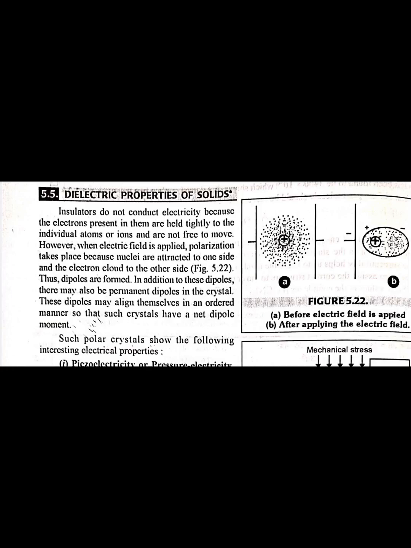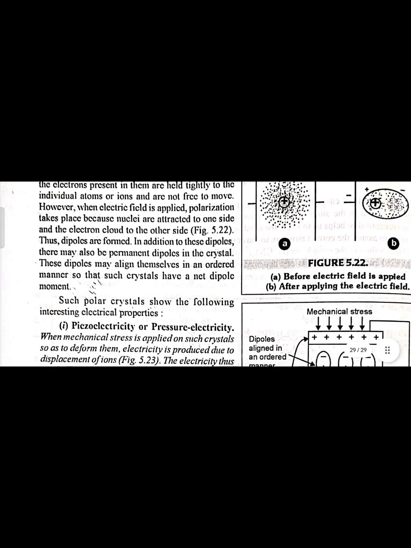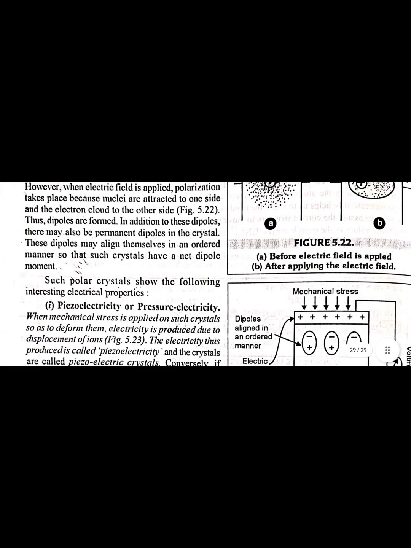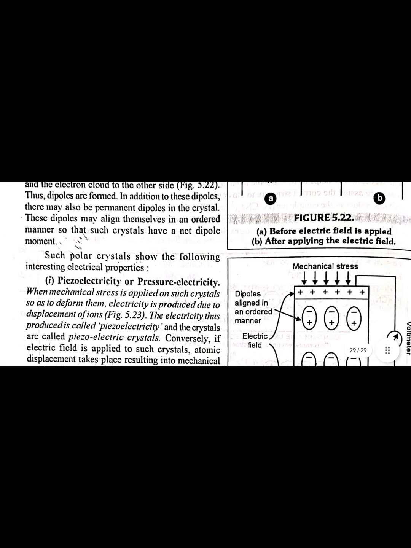Dielectric properties of solids. Insulators do not conduct electricity because the electrons present in them are held tightly to the individual atoms or ions and are not free to move. However, when an electric field is applied, polarization takes place because nuclei are attracted to one side and the electron cloud to the other side. Thus, dipoles are formed. In addition to these dipoles, there may also be permanent dipoles in the crystal.